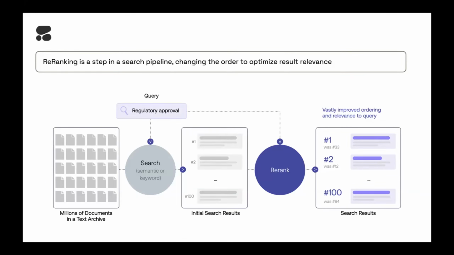And it says, okay, this document that you listed as number 33 is actually the most relevant for this query, so I'm going to put it at number 1. And this document that you placed as number 12 is actually the second one, so I'll put it at number 2. So this is just one API call, changes the order of the top 100 results, and dramatically improves any existing search system.